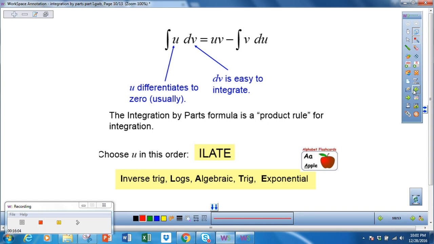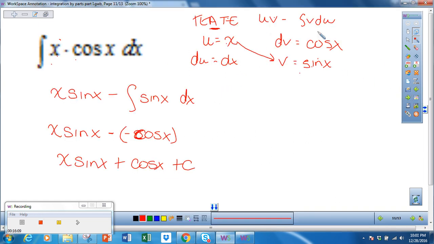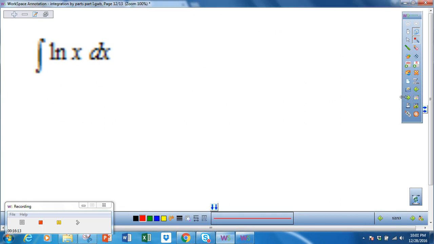I'm just checking my formula. uv minus v, the integral of v du. That's what I got. Okay? Now this one is a little different because it only seems like there's one expression there. Okay? So we don't have much of a choice.